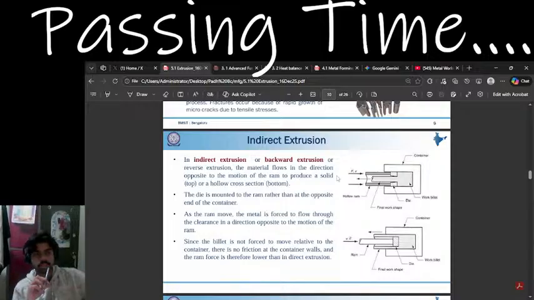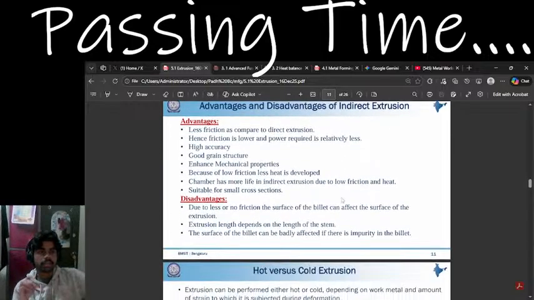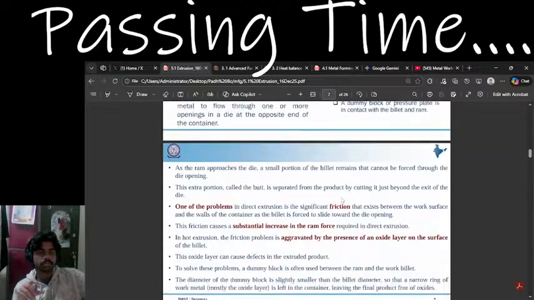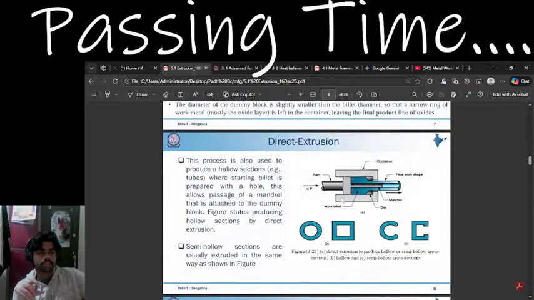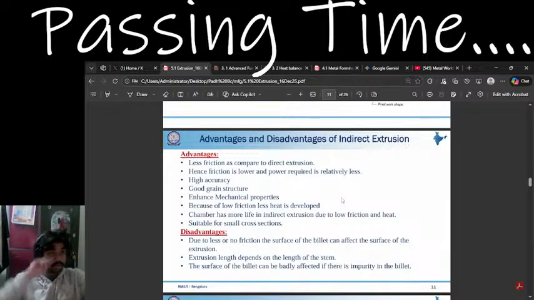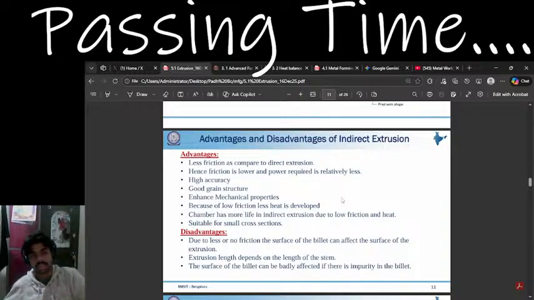Here is the advantage: since the billet is not moved over, the advantage is better. Advantages of indirect extrusion: lesser friction compared to direct extrusion. Hence friction is lower, the power required is less, there is higher accuracy, good grain structure, and it enhances mechanical efficiency. Lower heat is developed, and the container has more life. Due to the less pressure, the surface of the billet can affect the surface of the extrusion.